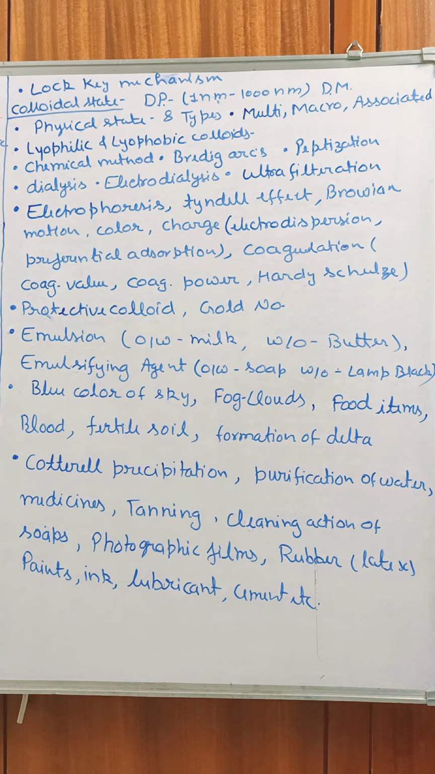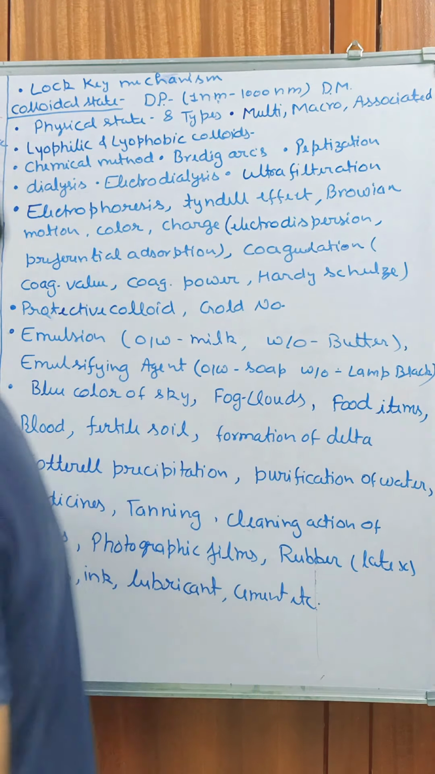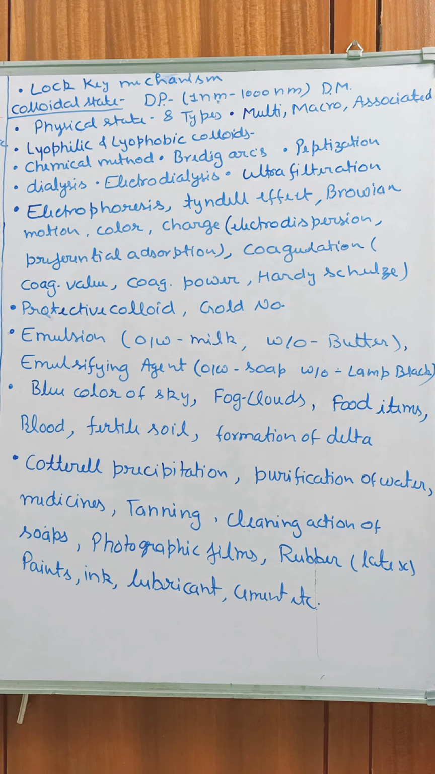Then they follow the lock and key mechanism. What is the meaning of the lock and key mechanism? The enzyme and substrate have complementary shapes to each other. The enzyme can fit exactly in the cavity of the substrate. Enzyme and substrate react together and form one intermediate. That intermediate breaks, and whenever the intermediate breaks, it gives the product as well as the regenerated enzyme.